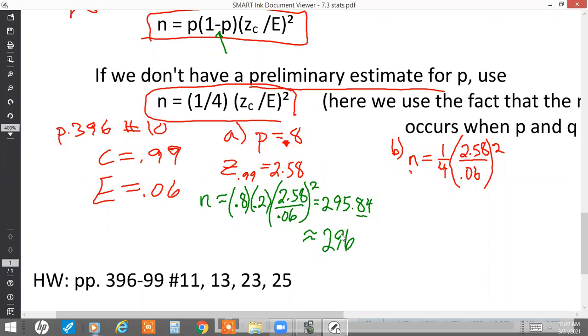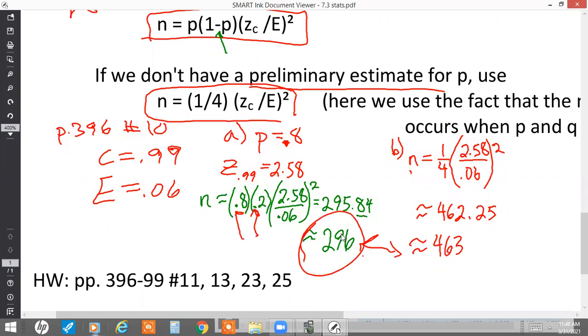Look at the difference here. This turns out to be approximately 462.25, which we're going to round up to 463. It's a big difference when you know more information. You don't need as large a sample size, which makes sense. Any questions on that?